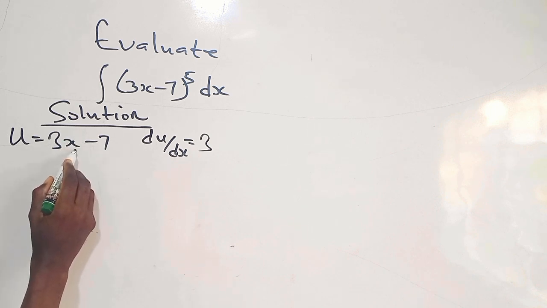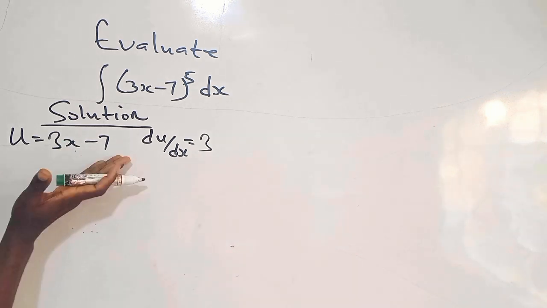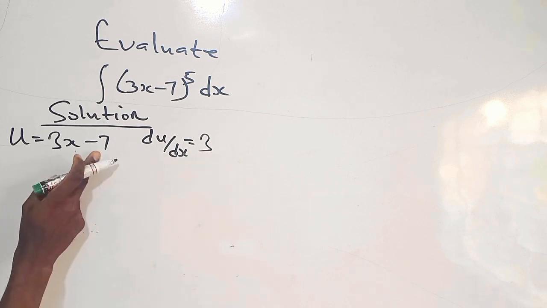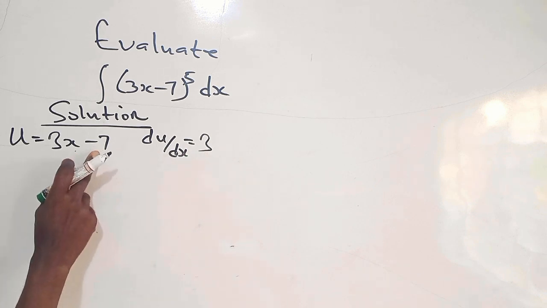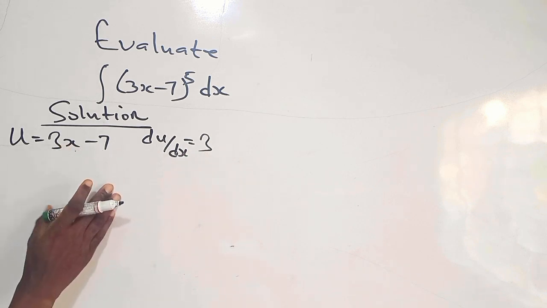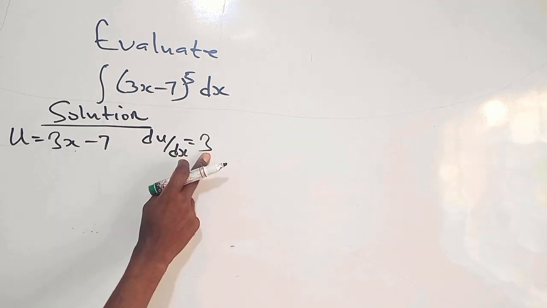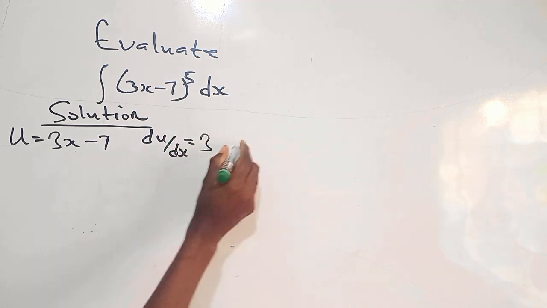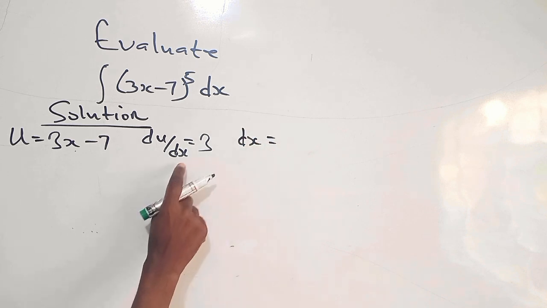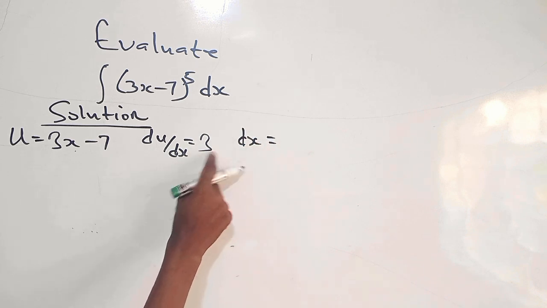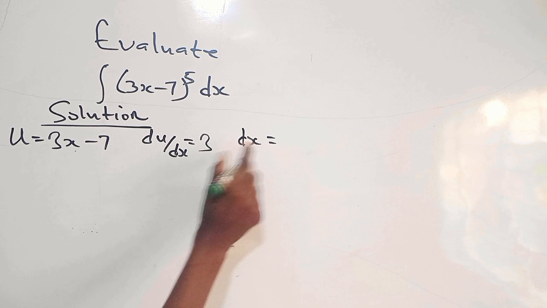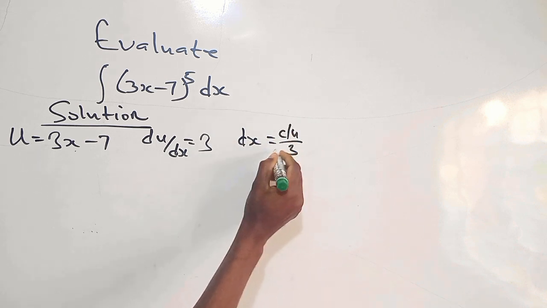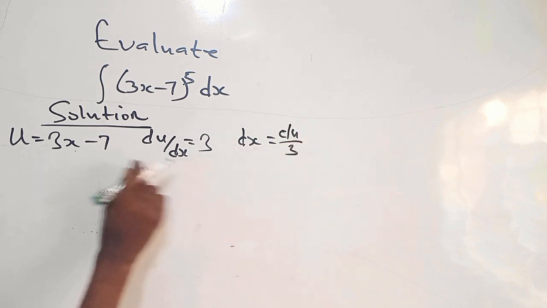So this one has turned to 1. So differentiating this, du/dx equals 3, because this is a constant, and when you are differentiating a constant, it is 0. So du/dx of this is 3, but I want to make dx the subject of the formula. So I can interchange the position. When I do that, I have du over 3.